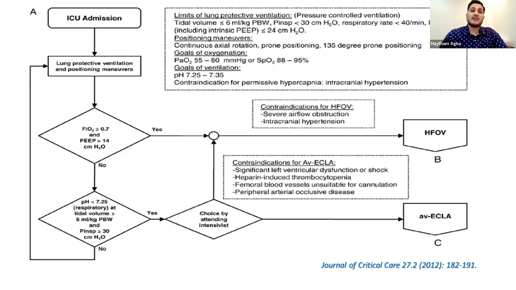And actually they gave us this beautiful algorithm. If you have a patient with respiratory distress syndrome, you use lung protective ventilation and positioning maneuvers. If you find that the patient has high oxygen requirement with a high PEEP pressure of 14, at this point you can use high frequency oscillatory ventilation. If you find that the patient has respiratory and metabolic acidosis and cannot be tolerated on conventional mechanical ventilation with high pressure, at this choice the senior registrar or the consultant can choose either to put him on high frequency oscillatory ventilation or AV ECMO.